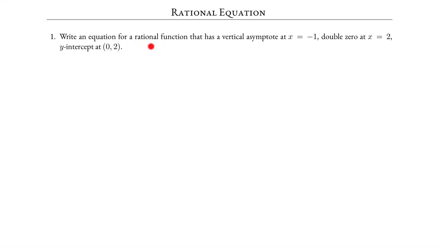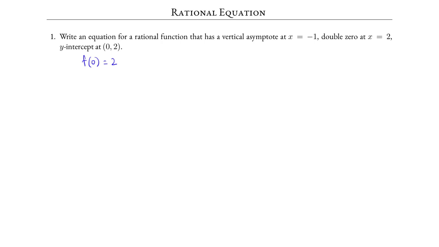Write an equation for a rational function that has a vertical asymptote at x equals -1, double zeros at x equals 2, and the y-intercept at (0, 2). Another way of writing the y-intercept is that f of 0 equals 2. If we plugged in x equals 0 into the function, we should get 2.